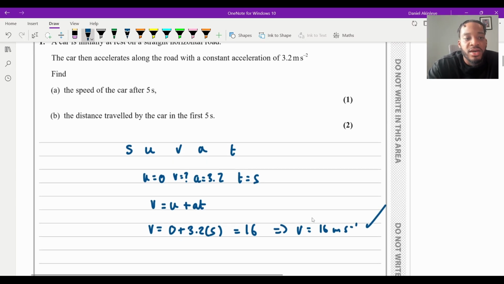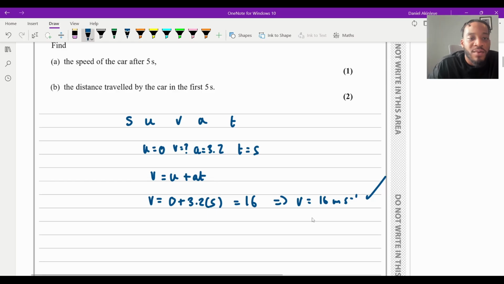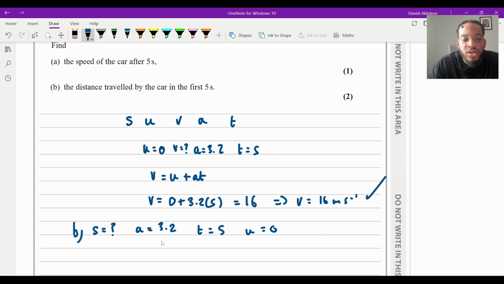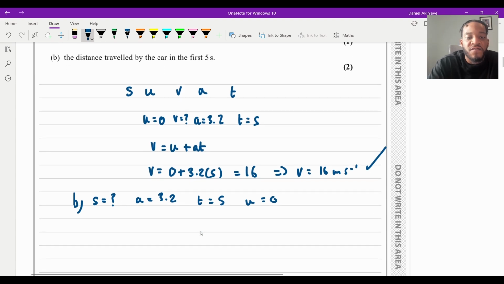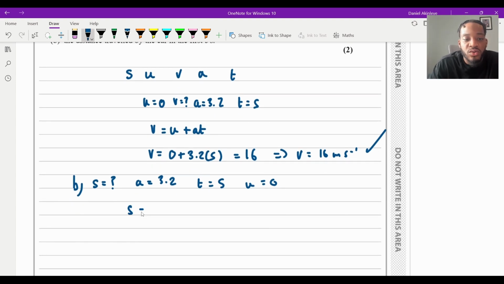And in part B, it says we need to find the distance traveled by the car in the first 5 seconds. Again, we're looking for the distance, so we're looking for S. We know from part A that A was equal to 3.2. We know that T is equal to 5. And remember, it was from rest, so U is equal to 0. So again, what formula connects these four variables together? That is just S is equal to UT plus a half AT squared.